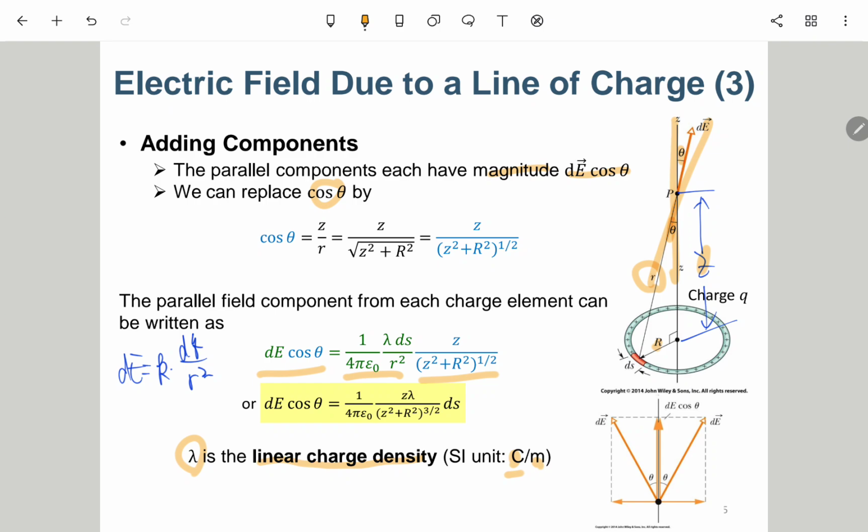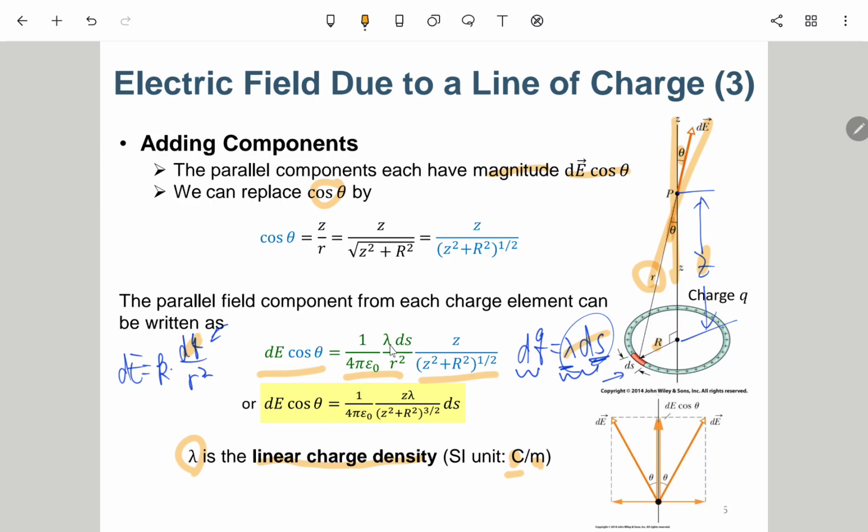So what is this lambda? Actually the lambda is the density, meaning that the charge dq would be lambda times ds. This is the length, and this is the linear charge density per length. So length times the charge per length gives the charge. So dq equals lambda times ds, so we put this lambda ds in this position.